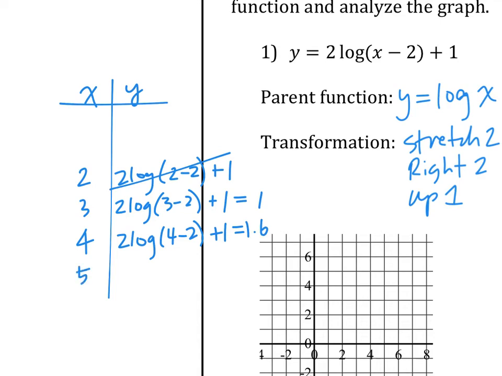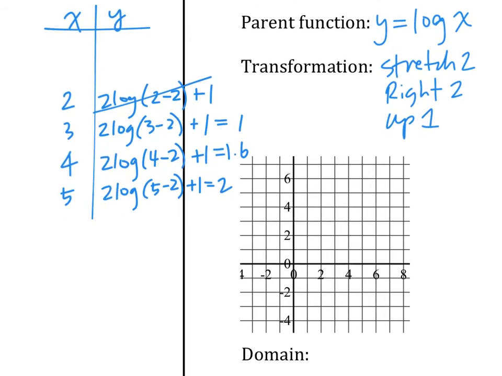Let's try one more number so we don't have a graph that only has 2 points. 1.5. Wait, what? Rounds to 2. Oh, 2. Okay, got it. It's 1.9. Okay. All right, so we know there is a vertical asymptote at 2. At 3 is 1. At 4 is 1.6. 5 is 2. All right, so the graph's going to look like this.